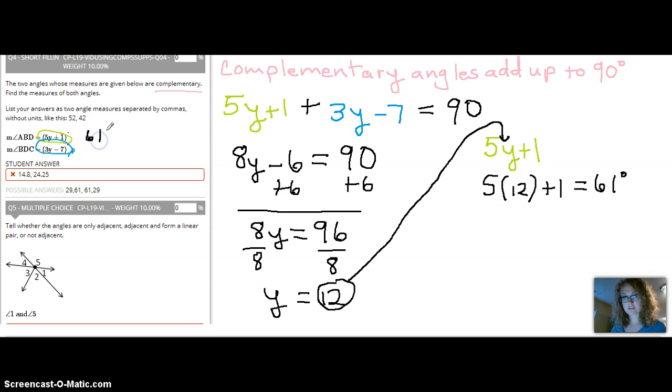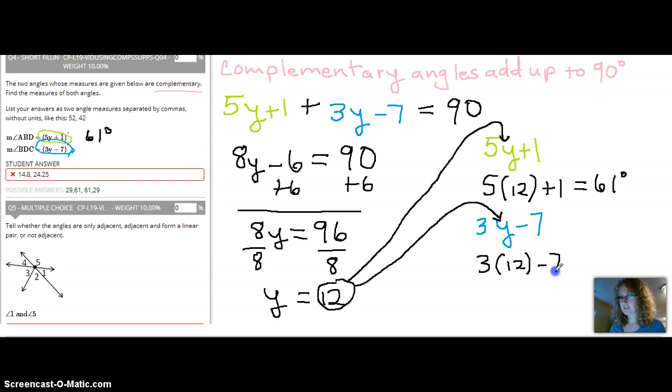It's 61 degrees. Now we can similarly do that for the second angle, which you can jump ahead of me and do that if you figured that out already. Let's stick to our color pattern. So for the second angle, we're doing this nice Easter blue. We have 3y minus 7. And I'm going to take that same 12 because I know that 12 is the same thing as y, and I'm going to plug it right in here for this y. And I'm going to get that 3 times 12 minus 7 is going to be the measure of the second angle, which is 36 minus 7 will give me 29 degrees.